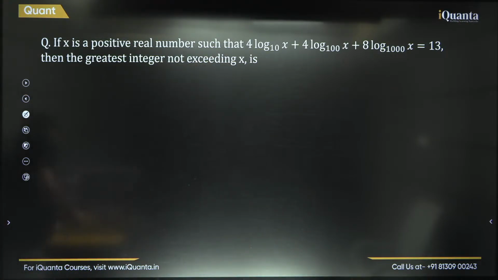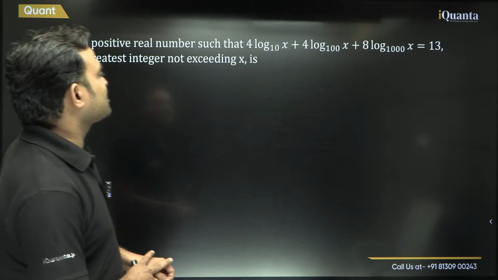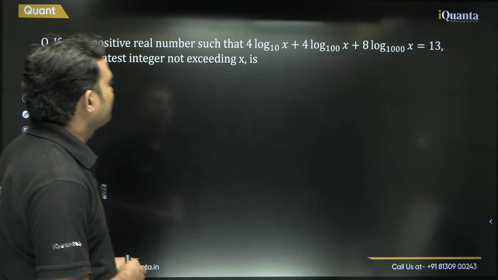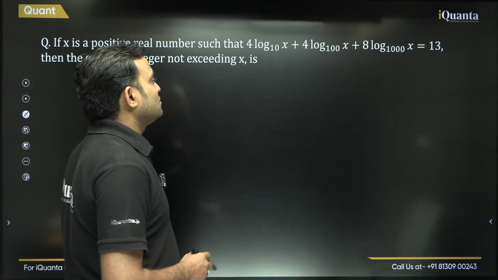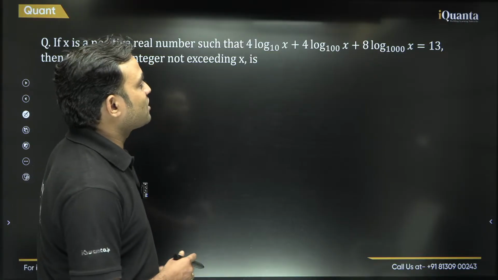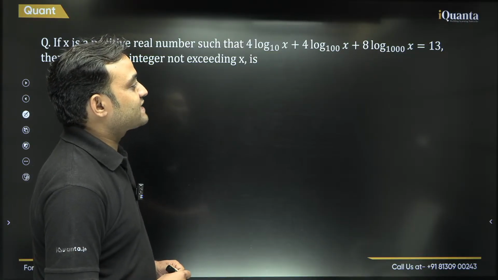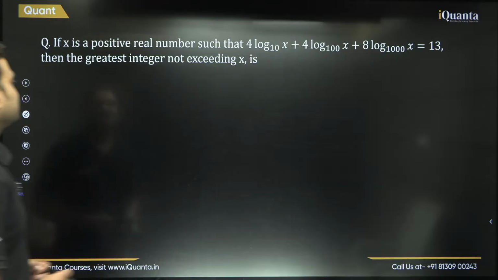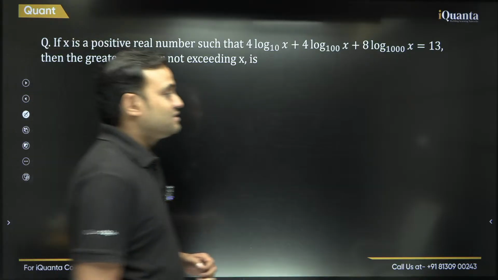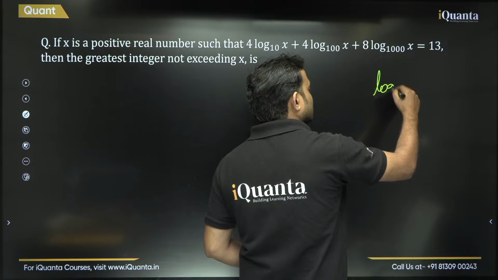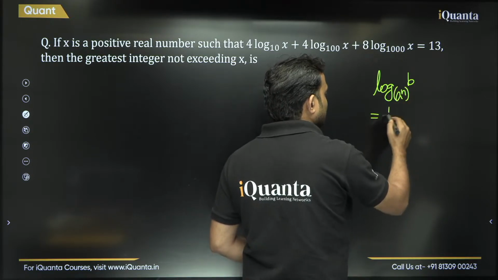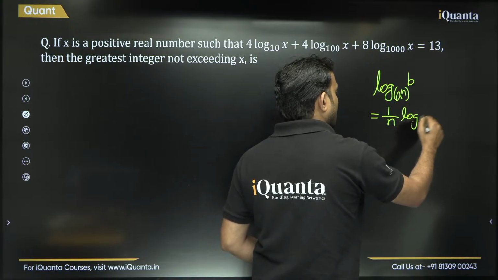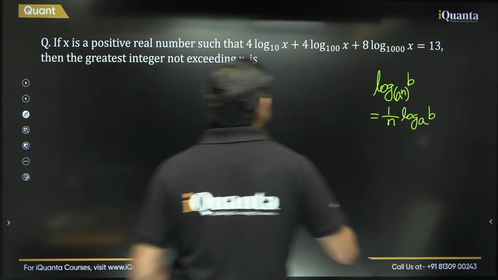x is equal to 10 to the power 6. No, it is the greatest integer not exceeding x. If x is a positive real number such that 4 log x base 10, 4 log x base 100, 8 log x base 1000 is equal to 13, then the greatest integer not exceeding x is. So one concept that you should know, that log b to the base a to the power n is equal to 1 by n log b base a, right? So this we can use here.